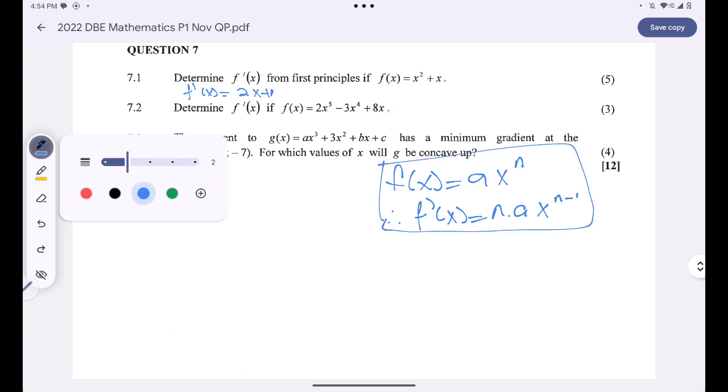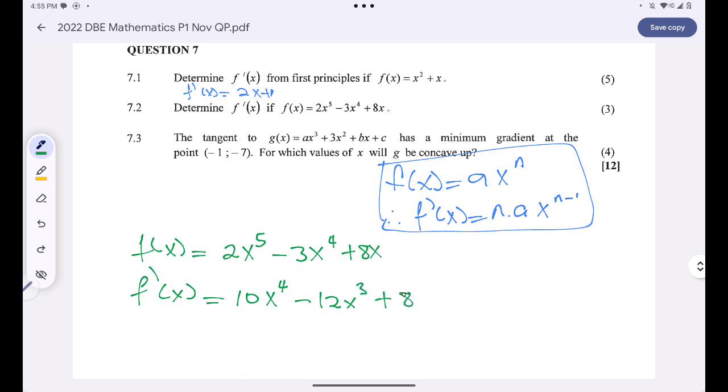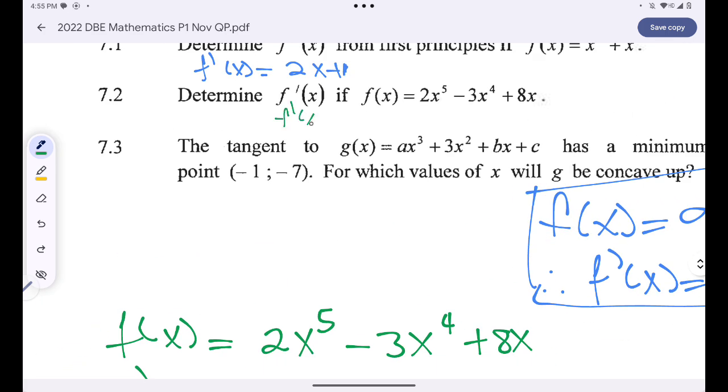Are you together? So I'm given f of x to be equal to 2x to the power 5 minus 3x to the power 4 plus 8. I'm supposed to find the derivative. F prime of x is simply equal to 10x to the power 4 minus 12x to the power 3, there's an x there, plus 8. So this is my derivative. Are you together? So f prime of x is equal to 10x to the power 4 minus 12x to the power 3 plus 8.